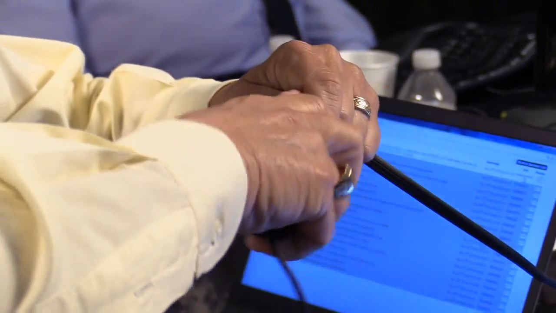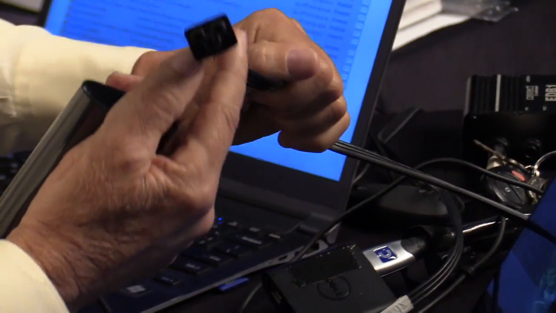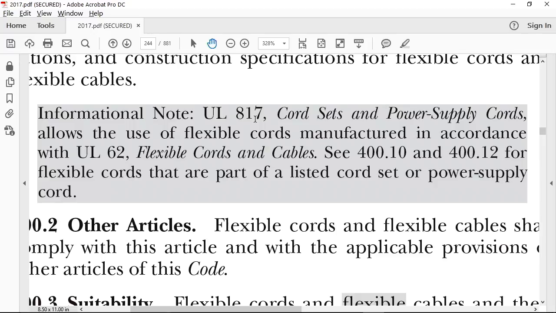So I go on the internet, I search for a flexible cord, and looking at images, I find a picture that has this example here of a power supply cord. This right here. And I look at that, and I see the specifications, and it says power supply cord, UL 817. And I'm thinking, well, what's a flexible cord?